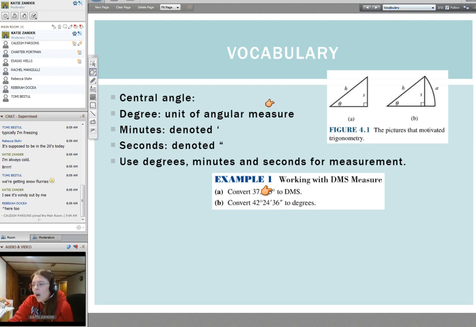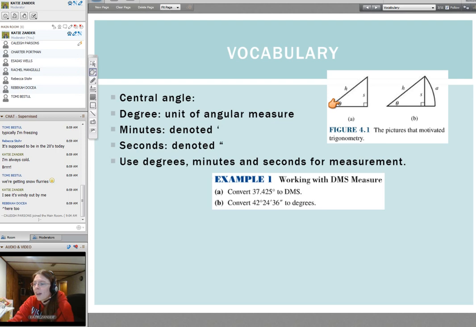When we talk about trigonometry, in the past we've always set up right triangles to identify the sine, cosine, and tangent of a certain angle. The angle that we are comparing that to is what we call the central angle. That's denoted with theta. So this little marking right here is our theta. That's how we set up our trig functions.